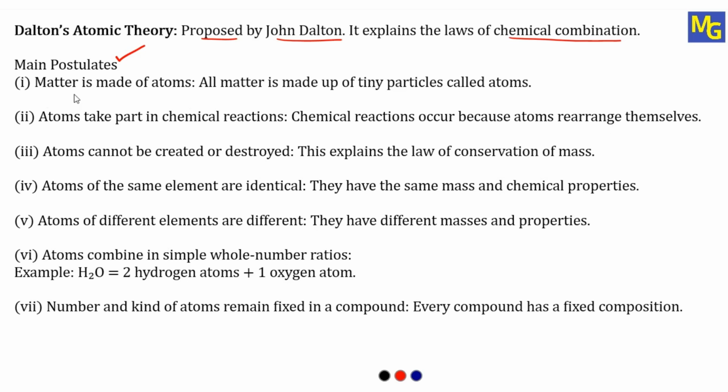See the first point, matter is made up of atoms. All matter is made up of tiny particles called atoms. So as we have already studied in our earlier two chapters, matter is made up of small particles which are called as atoms. And remember, these particles are very, very small, which we cannot see by our naked eyes.